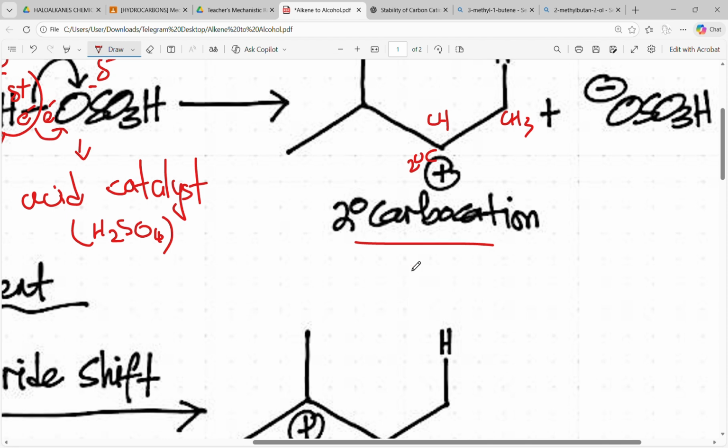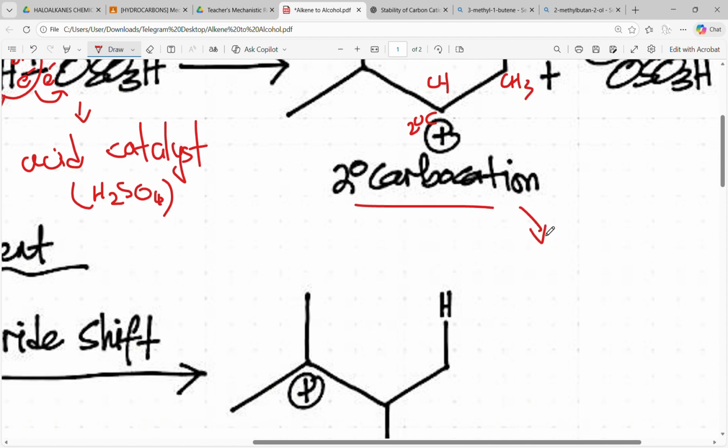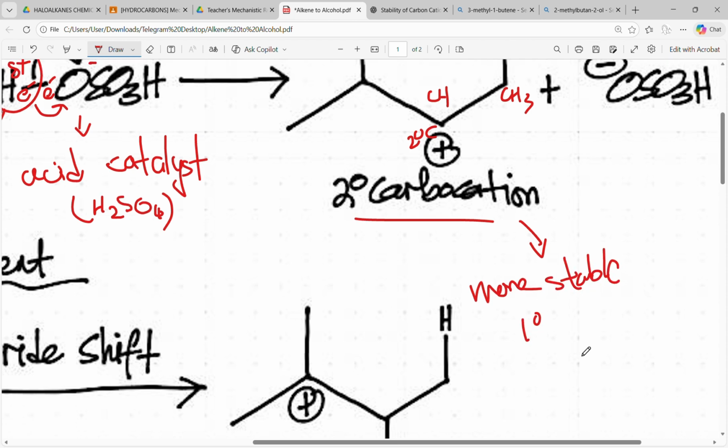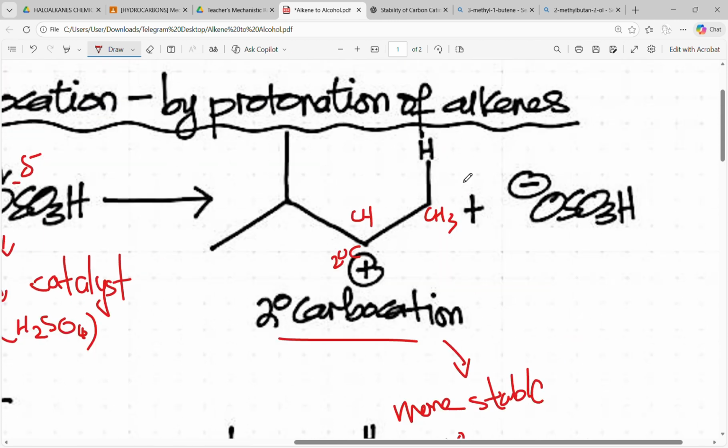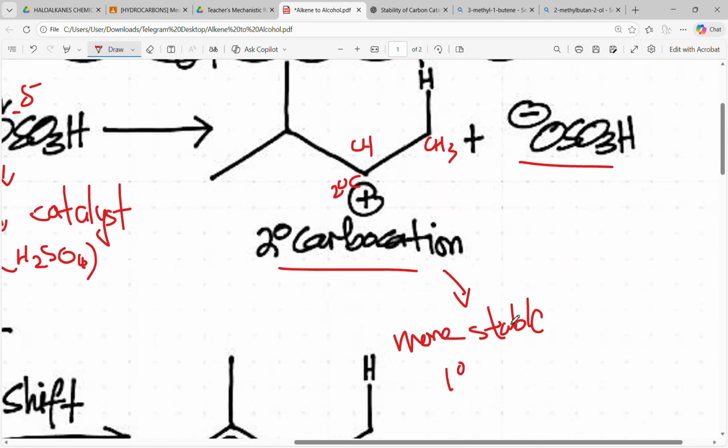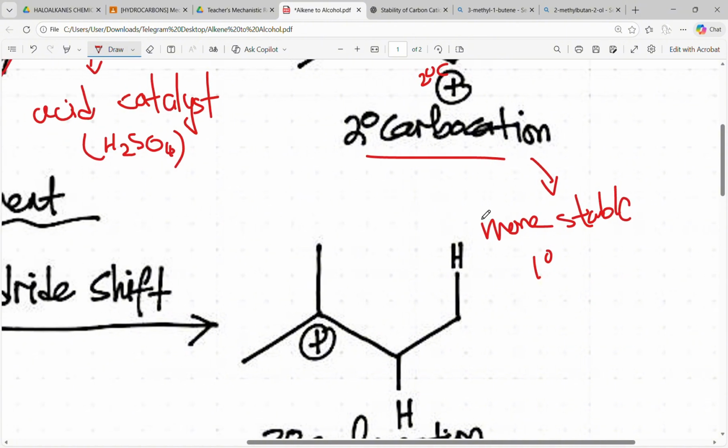The 2° carbocation is more stable than the 1° carbocation, and we get an HSO4 anion.